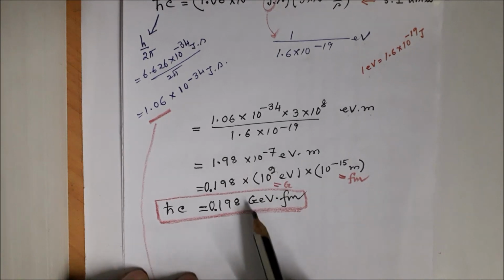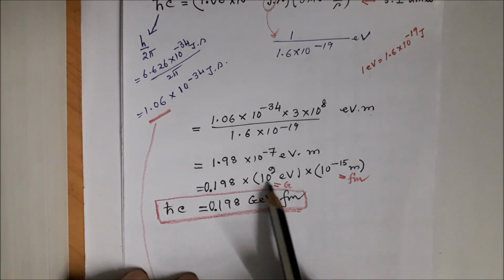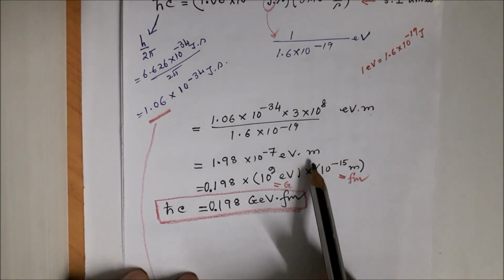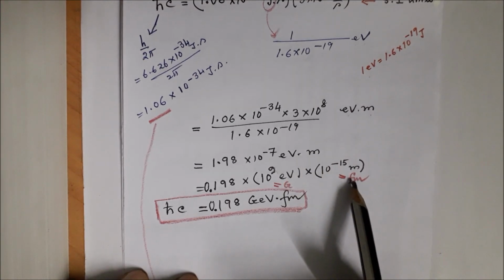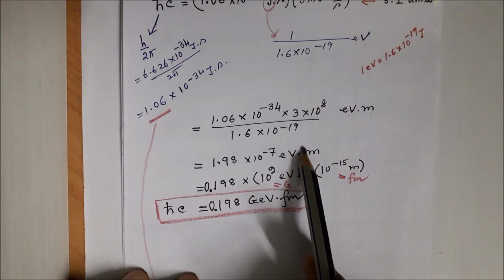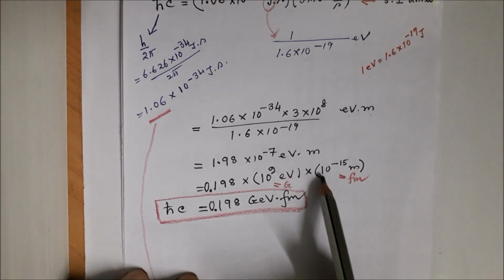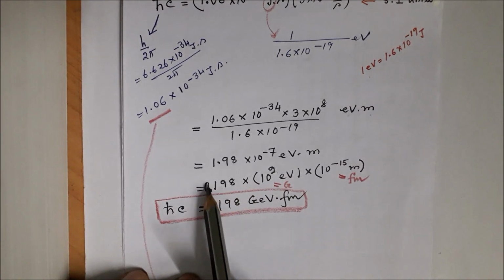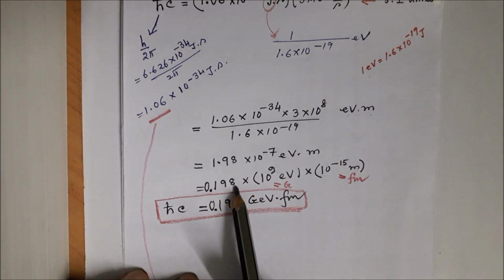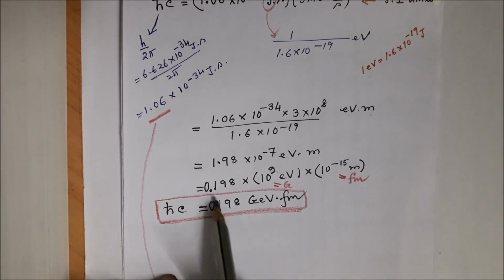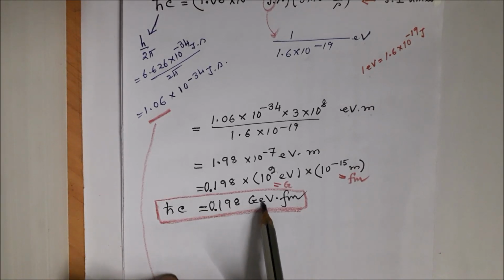We are trying to bring into the picture GeV, which is 10 to the power 9 EV. We are trying to bring Fermi into the picture, so we have to have a 10 to the power minus 15 here. So these groups are introduced and properly adjusted, and therefore we get 0.198. So the final result which we got easily is H cross C is equal to 0.198 GeV into Fermi.